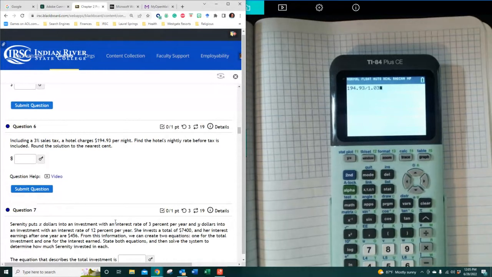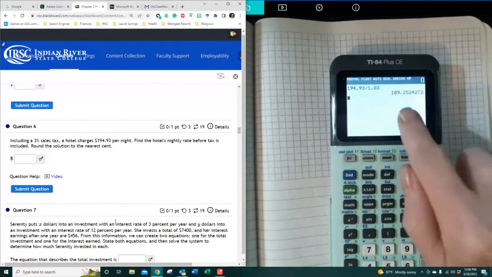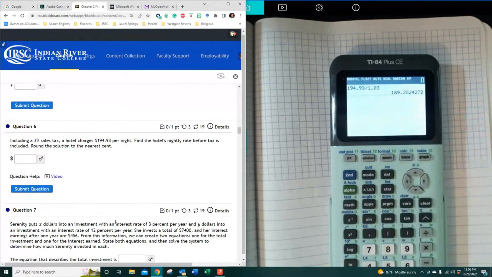Because this charge of 194.93 is the cost after the sales tax has been applied, by dividing it by 1.03, you'll get the cost before that sales tax was added. So the answer we're looking for, rounded off to the nearest cent, would be 189.25. And see, now look at the answer, 189.25. Easy as that. Not really complicated.